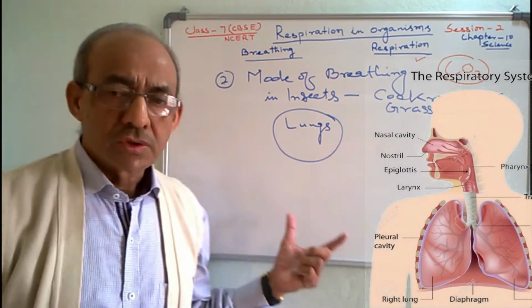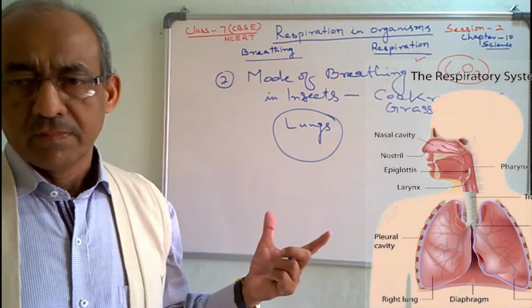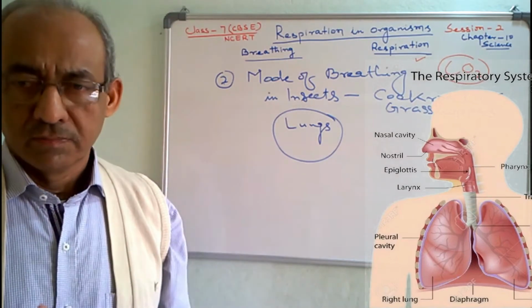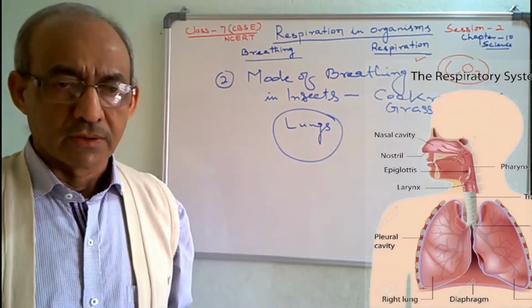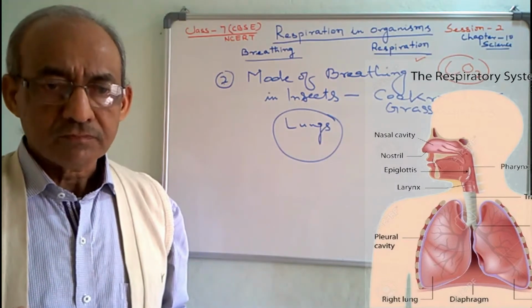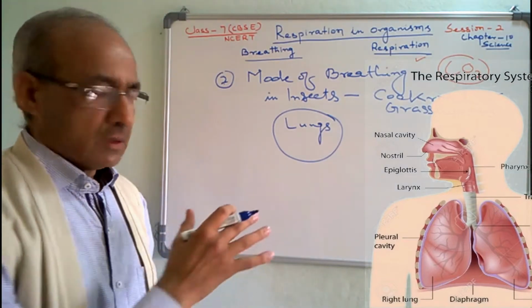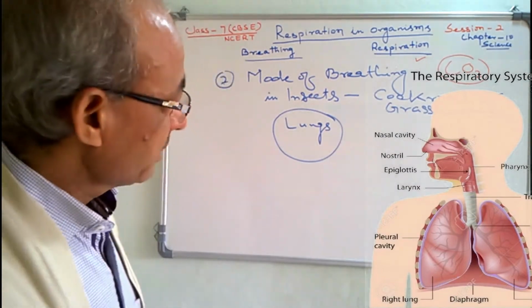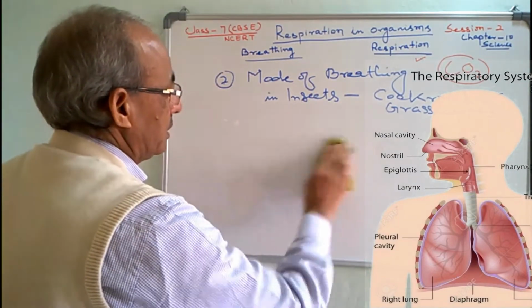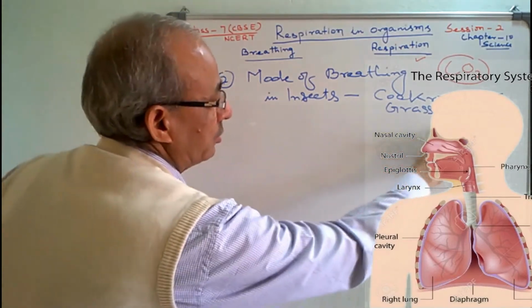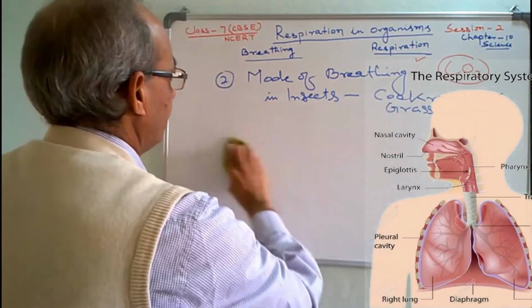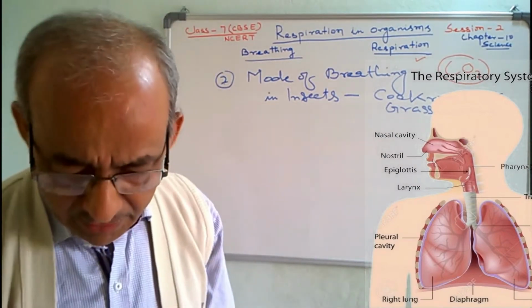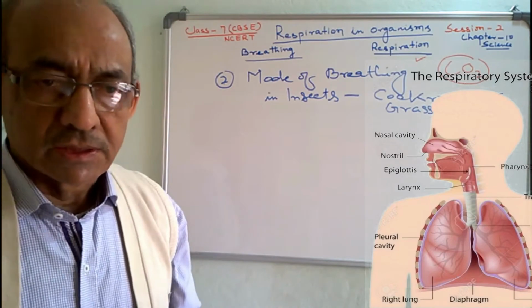And most of the terrestrial organisms have a specific respiratory system consisting of different respiratory organs. Here we will understand the respiratory system of the human being to understand the mode of respiration by lungs. Firstly, we will draw the diagram of the respiratory system of the human being.